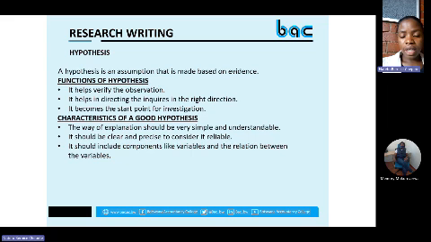We have characteristics of a good hypothesis. The way of explaining your hypothesis should be very simple and understandable. It should be clear and precise to be considered reliable. It should include components like variables and the relation between the variables.